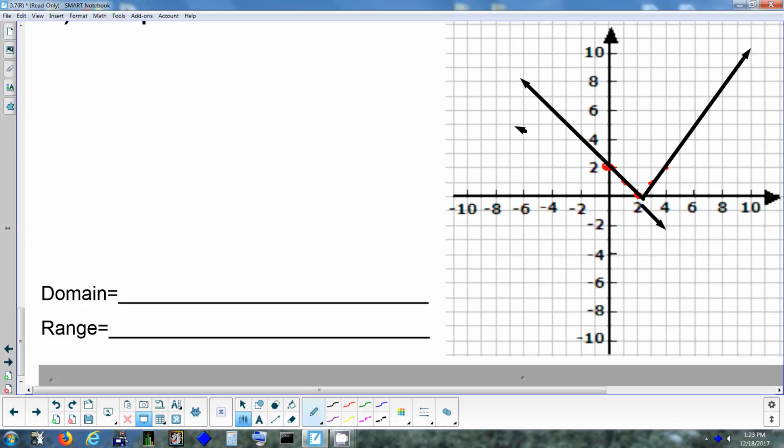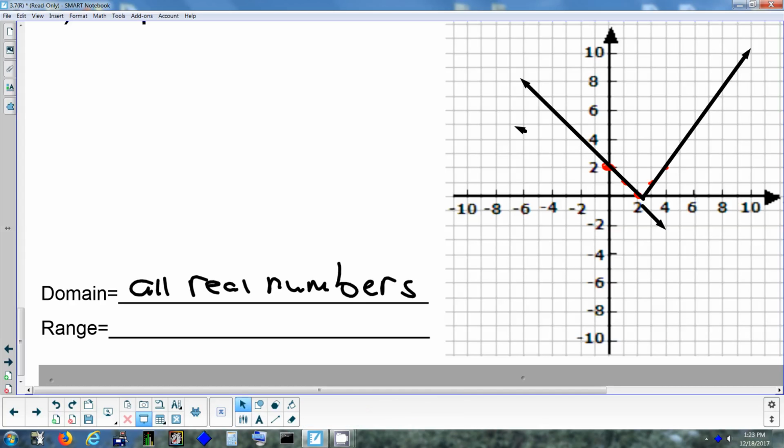So with an absolute value graph, the answer to domain, how do you write infinity? What do we write, those 3 words? All real numbers. Isn't the domain always going to be that? Yeah. I don't care what kind of absolute value graph we give you, your domain is always going to be all real numbers every time. Doesn't matter.